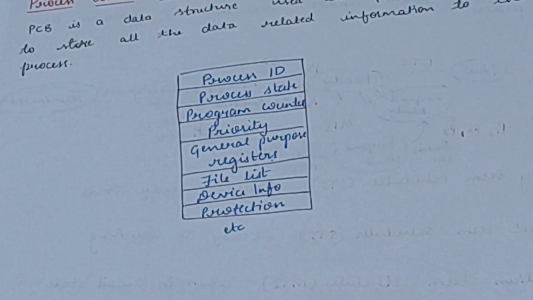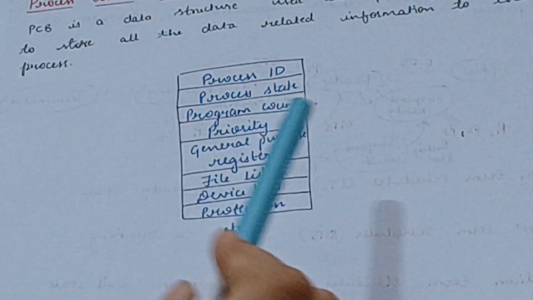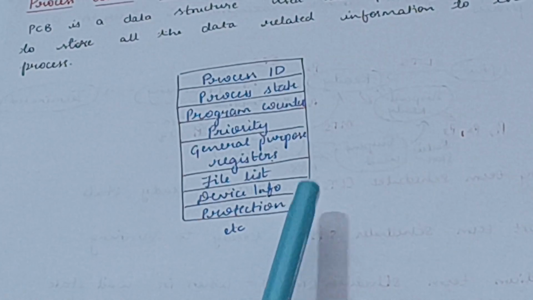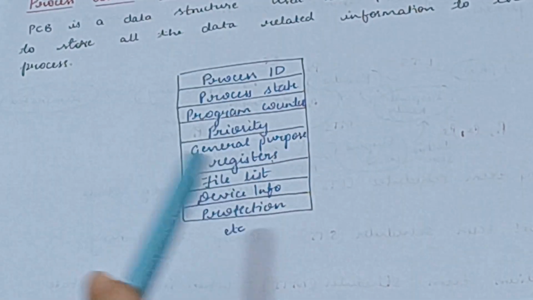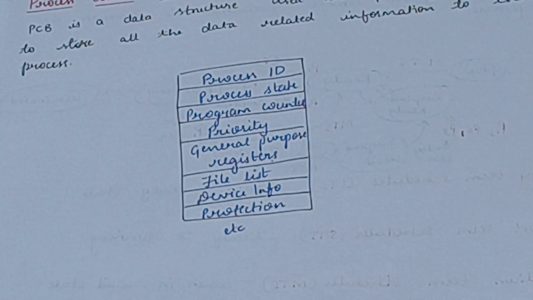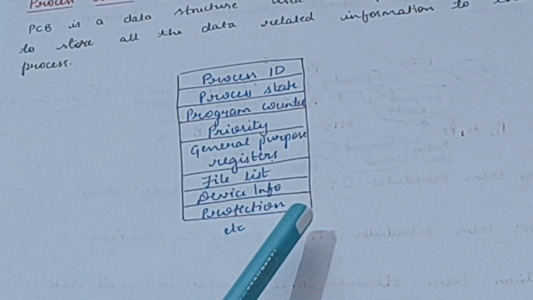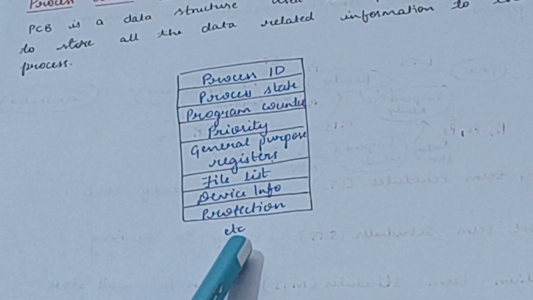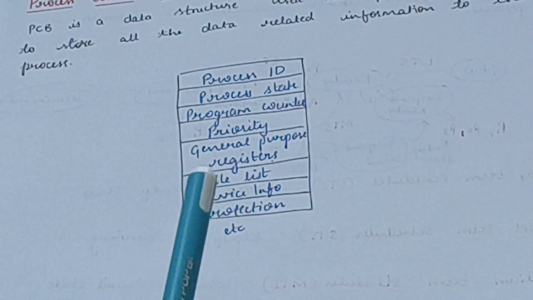So let's understand the process control block with the help of a diagram. This is the diagram of process control block which will be present in most of the operating systems. The compartments or the attributes of process control block can differ from one operating system to another, but this one is basic and general and mostly asked in exams as well. So let's understand each of these attributes one by one.